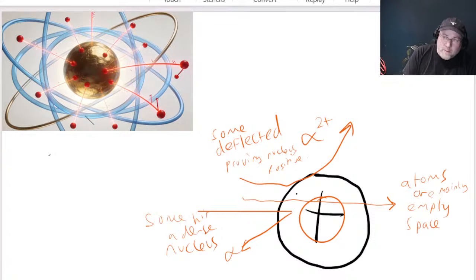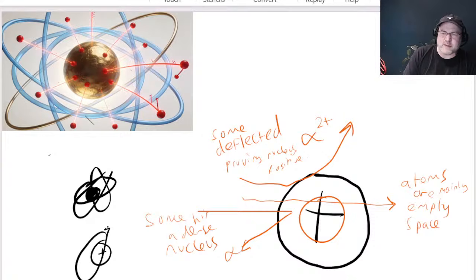Now, there then came a dude after this. From this, they kind of thought the atom looked like this. Rutherford's model was like this. Positive nucleus, with electrons whizzing around like this.